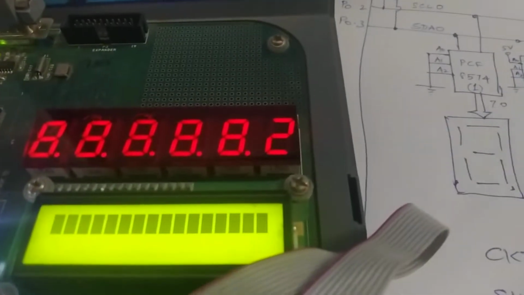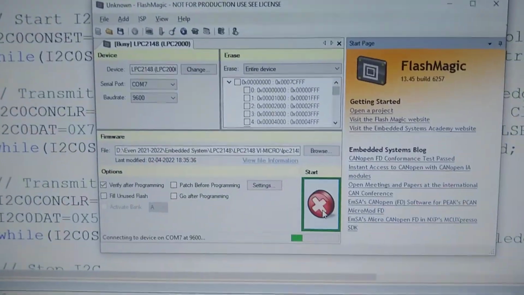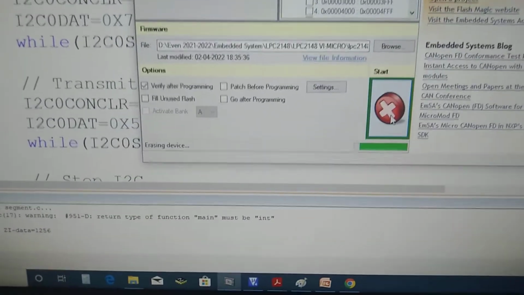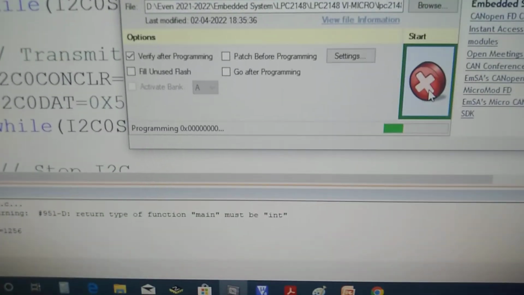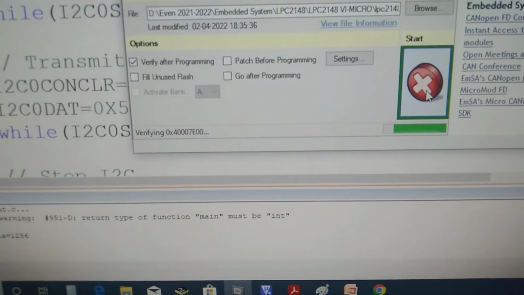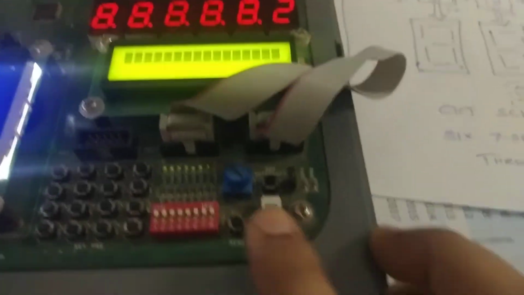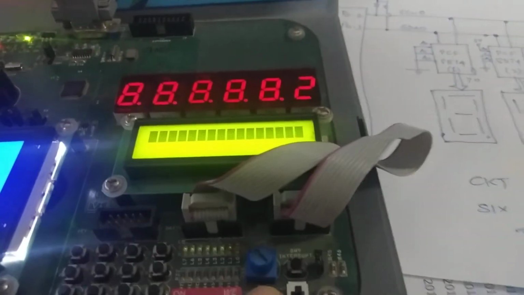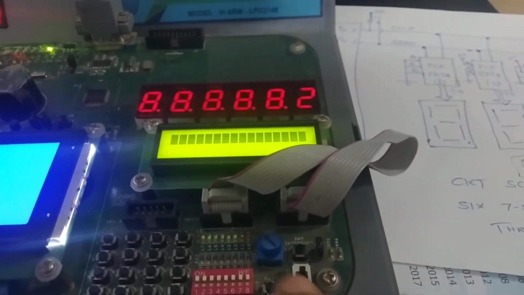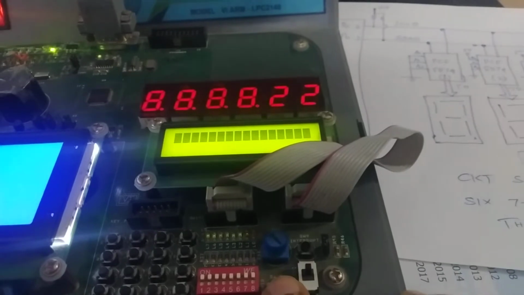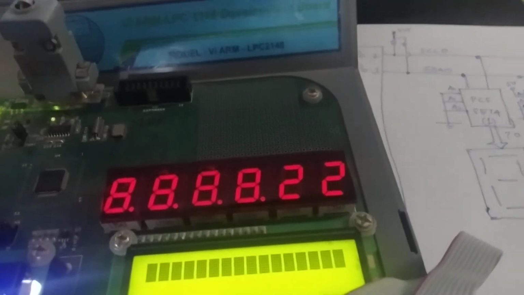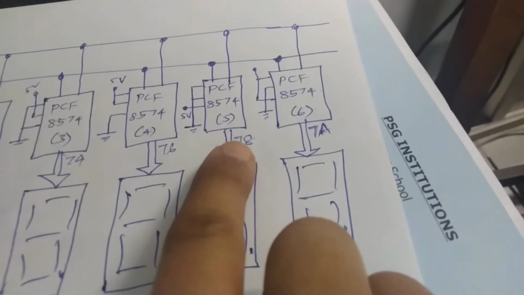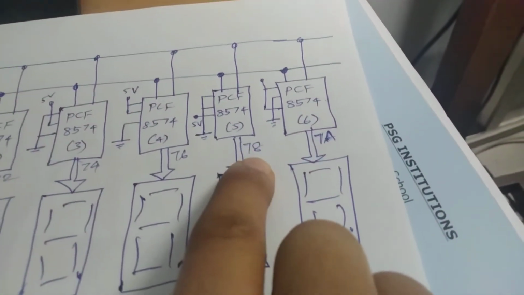Now only the LSB is 2, and after compiling, building, and programming, we are expecting the next LSB to become 2. Erasing, programming, verifying, done. Coming here, changing to the programming mode, resetting the kit, expecting 2 in the next 7 segment. Yes, 2 has become the next 7 segment because we have selected this PCF8574 by giving 78 as the address.